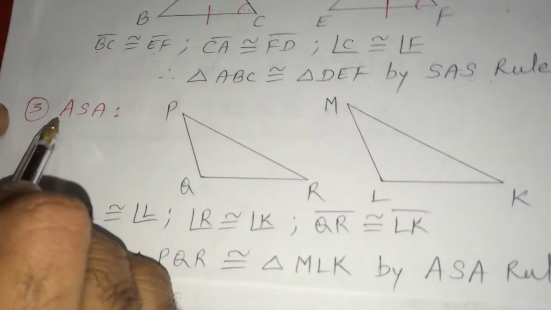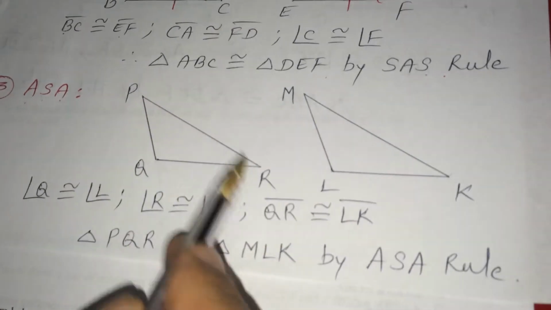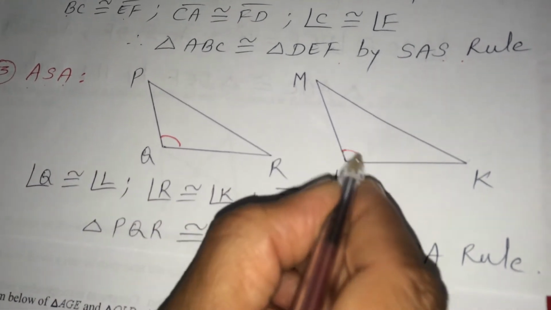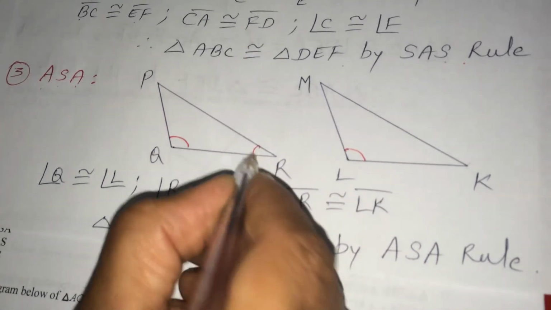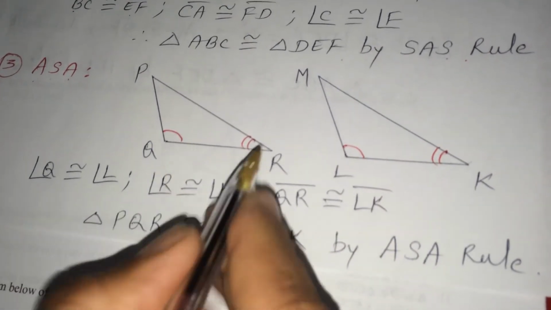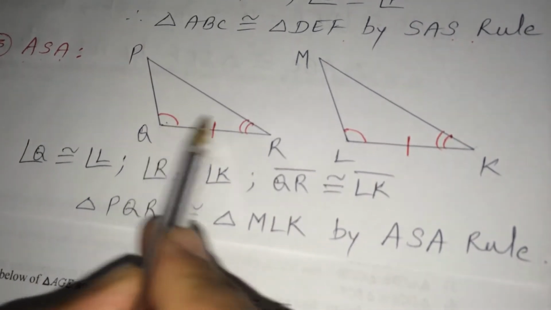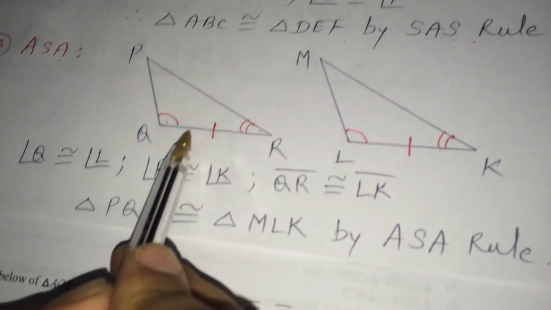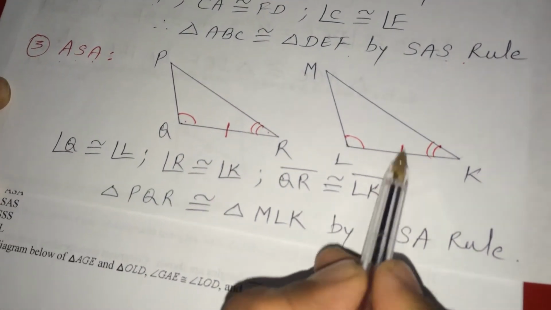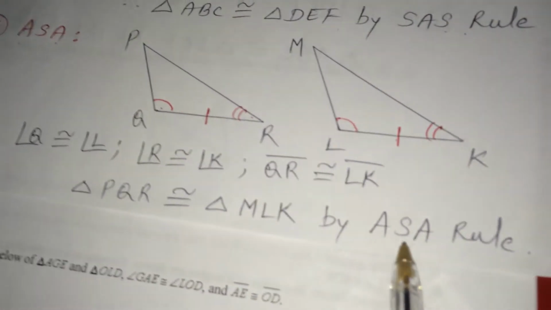Next, we have the third one, ASA. That means the angle side angle rule of congruency. In these two triangles, angle Q is equal to angle L, angle R, that means this angle, is equal to angle K, and QR, that means this side, is congruent to LK. That means whenever two angles and the included side are respectively equal to the corresponding two angles and their included side, then we can say these two triangles are congruent by the ASA rule. That means the angle side angle rule.